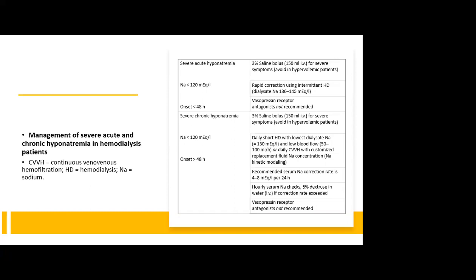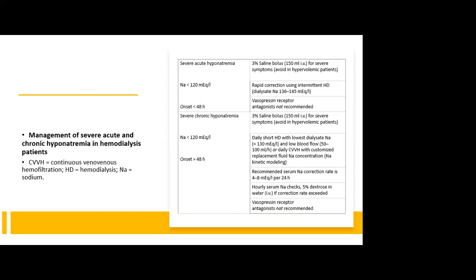So we're going to say if there's severe acute hyponatremia, let's say it's less than 120, we can use a 3% saline bolus, at least 150 ml for severe symptoms. And then if you're going to do rapid correcting using intermittent hemodialysis, at least your dialysate should have a minimum of about 130 millimole of sodium in the solution. However, the vasopressin receptor antagonists are not necessarily recommended.